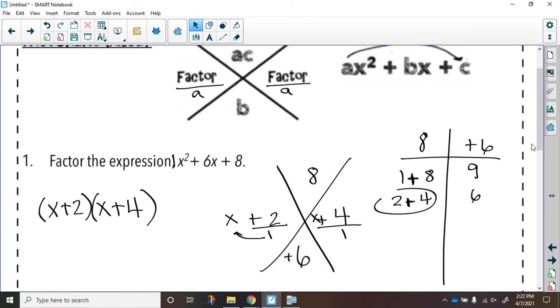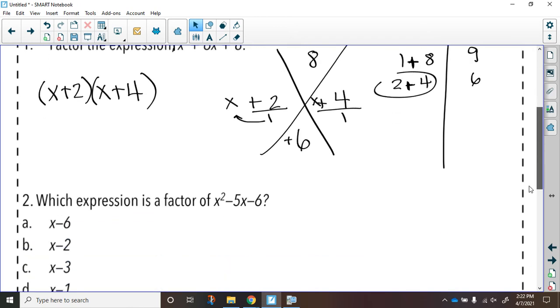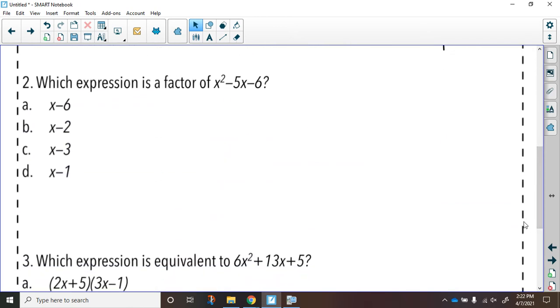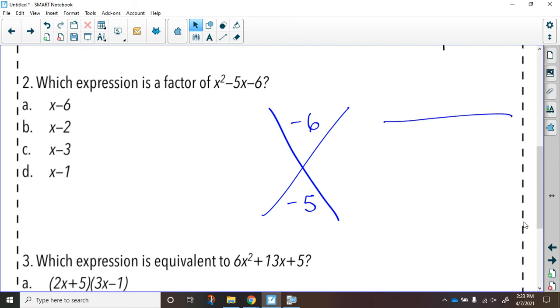So let's look at the next problem, number 2. Again, we have a problem where our leading coefficient is going to be 1, and I'm going to again use the diamond method to help me answer this problem. So I'm going to draw my x, and then I have 1 times negative 6 gives me negative 6, and I'm looking for a negative 5. So what factors of negative 6 will add up to give me a negative 5?